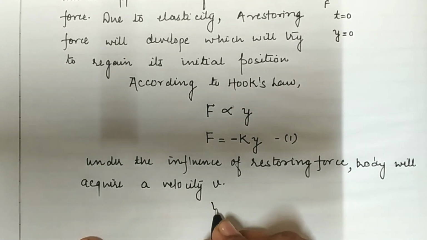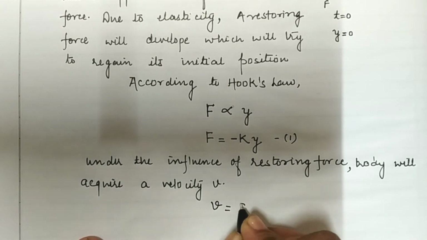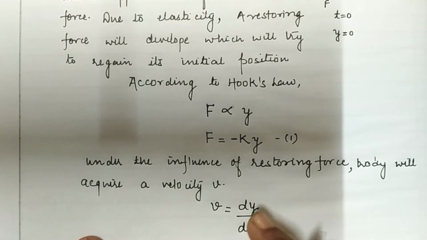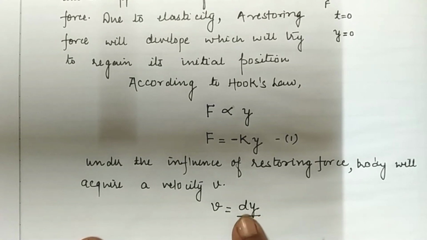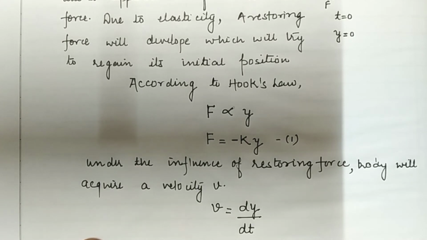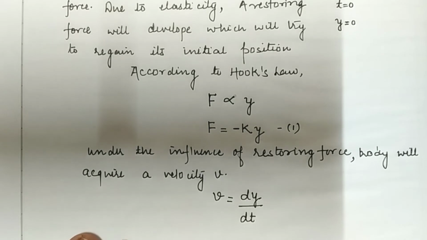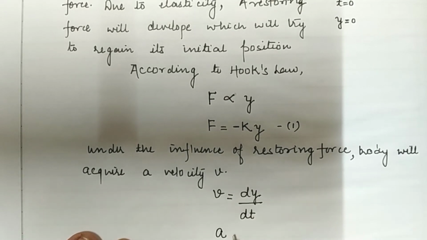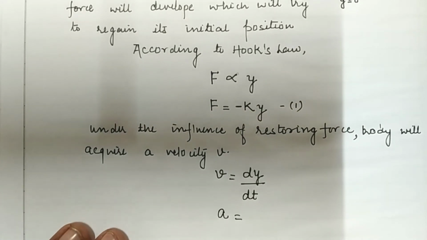If the velocity of the body is v during the simple harmonic motion, then velocity can be written as the change in the displacement with respect to time. Here dy denotes the change in the displacement and dt denotes the change in the time. So children, if we know the velocity, we can differentiate, because as we know, acceleration is nothing but the change in velocity.